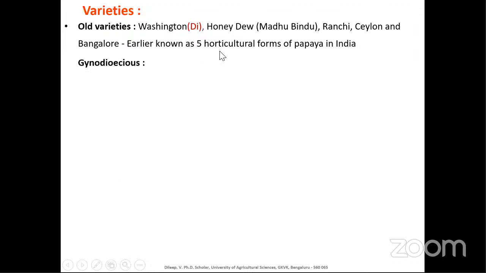After the crop improvement programs, several varieties were developed by IARI, GB Pant, IIHR, and several other institutes. Some very promising varieties were developed, and they include gynodioecious ones. Please remember this. I have faced 2 questions even before last year, when I joined here for the PhD program and when I was writing the UG JRF. Pusa Delicious and also Pusa Dwarf. Both of them, I encountered the question on what type of varieties they are, gynodioecious or dioecious.